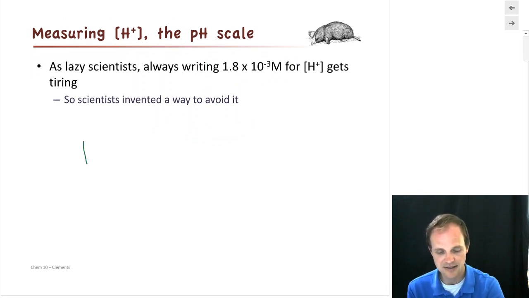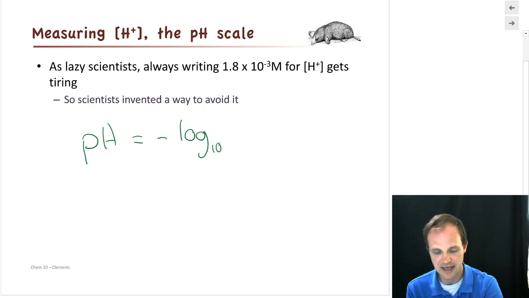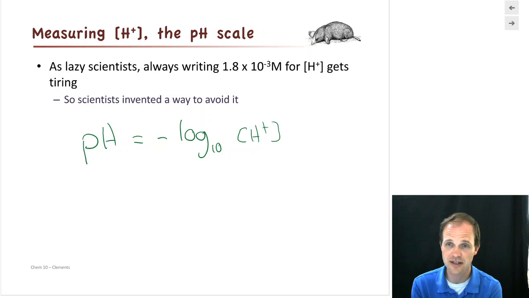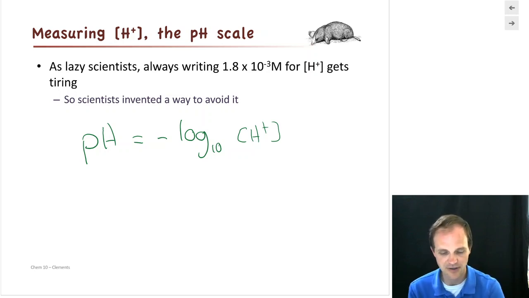They said, hey, let's define this thing called the pH. And we're going to define it as the negative log base 10 of the concentration of H+. Very simple definition, negative of the log base 10. If you don't know how to do logs in your calculator, I'll go over it on the next slide, but that's what it is right now. So the pH is the negative log of H+.